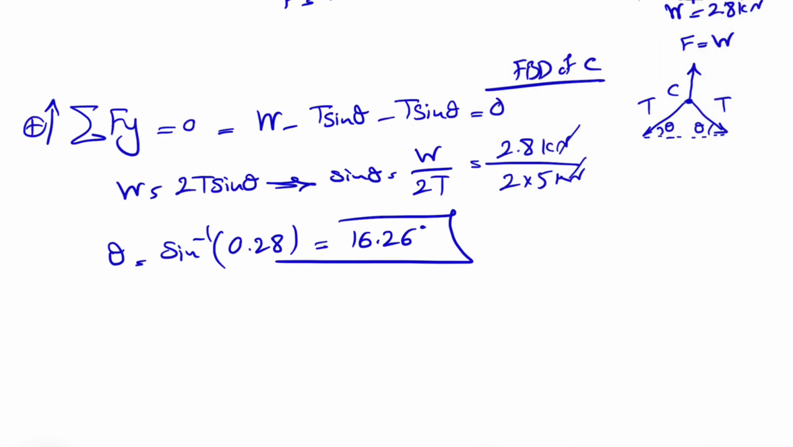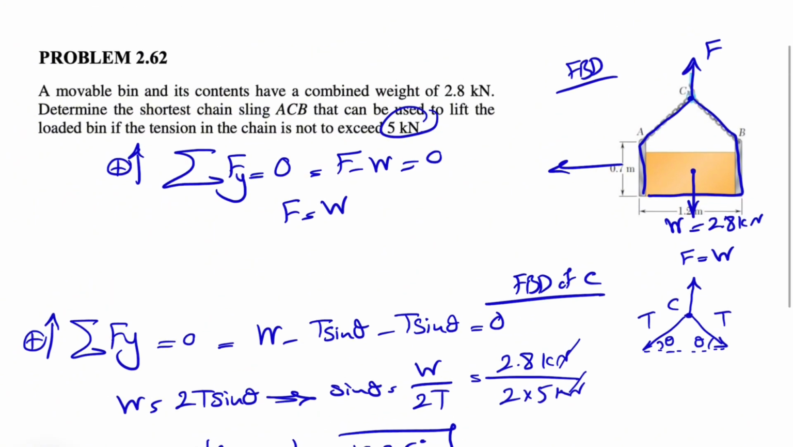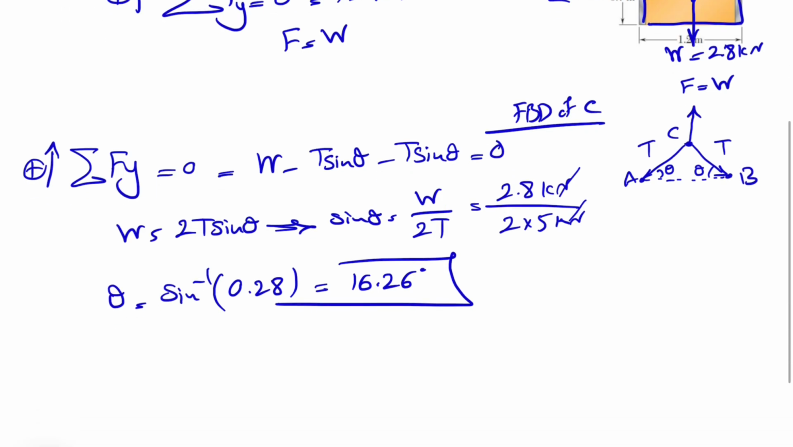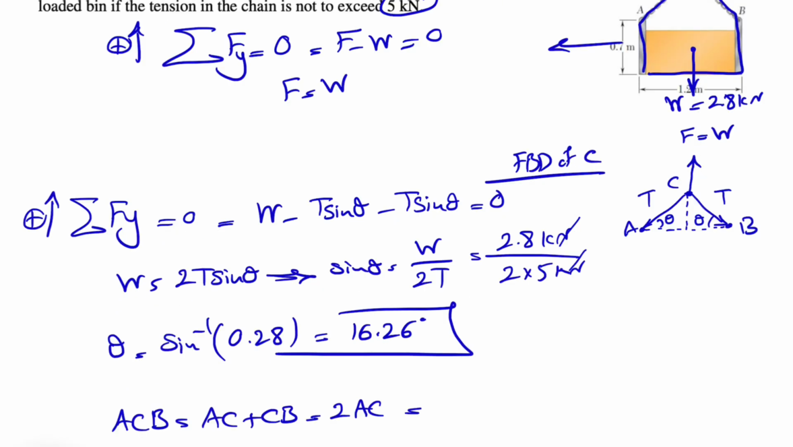Now that we have the angle theta, the question is asking for the length of ACB. This is our A, this is C, and this will be our B. If we divide this into two right triangles, ACB is equal to AC plus CB, which because of the symmetry are the same. So we basically have 2 times AC. Let's see how we can find AC. We know the whole distance from here to here is 1.2, which means each of these is 0.6 meter.